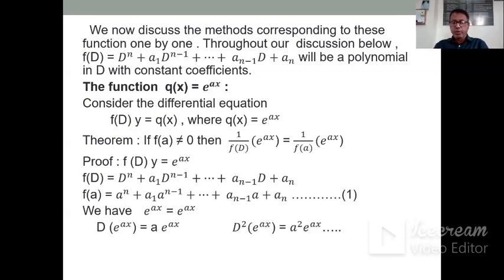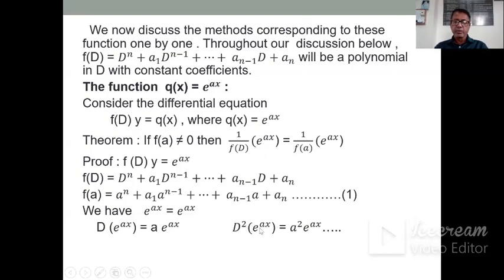Derivative of e to the power ax is equal to a e to the power ax; b square e to the power x is equal to a square. Now, derivative of e to the power ax, we know that the derivative of e to the power ax is a into e to the power ax.